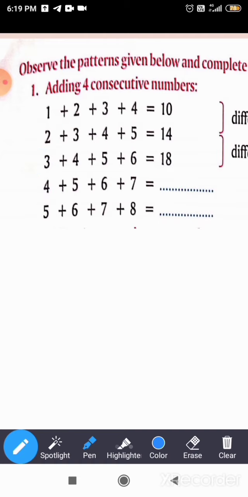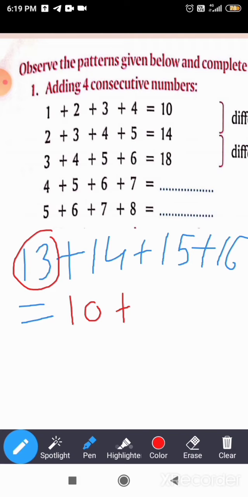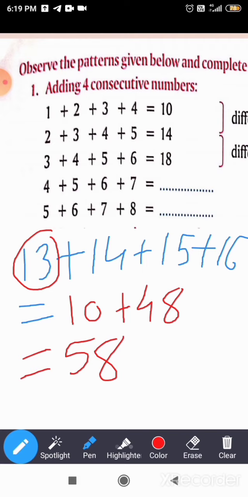Now, if you have to find out any series, for example, 13 plus 14 plus 15 plus 16, I have to add these numbers. So how am I going to add? Without actual addition, 10 plus this 13 minus 1, my answer will be 12. 12 multiplied by 4, 12 fours are 48, and 48 plus 10 will be 58. Now let's see what is the addition coming.